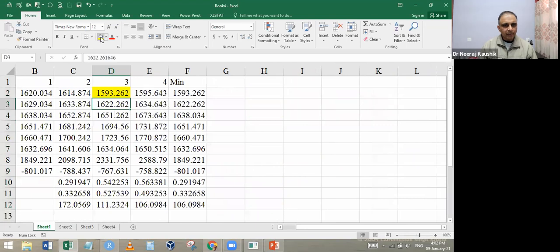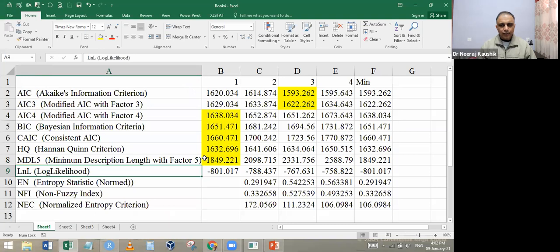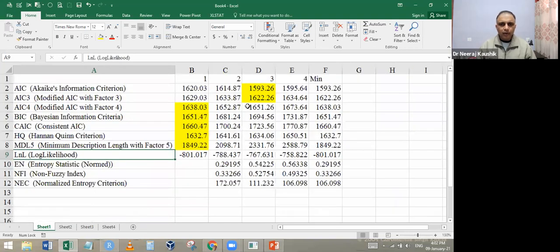1622, this is the minimum. 1638.034, this is the minimum. 1651.47, this is the minimum. 1660.47, this is the minimum. 1696, this is the minimum. 1849.221 minimum. Minus, oh no, this is not required. Okay, so check it out for now.